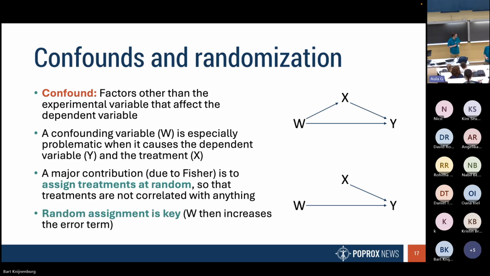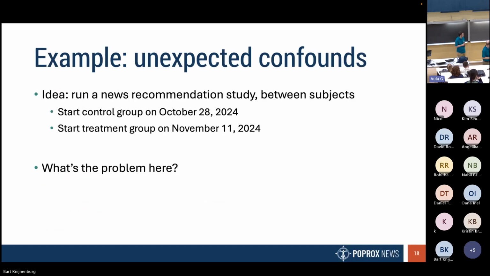All right, and so this is a real clever approach proposed by Ronald Fisher way back in the 1930s. How do you determine who gets what treatment? We'll do it at random, and then you don't have any issue with subjects being different with respect to that variable. All right, there are more unexpected confounds.